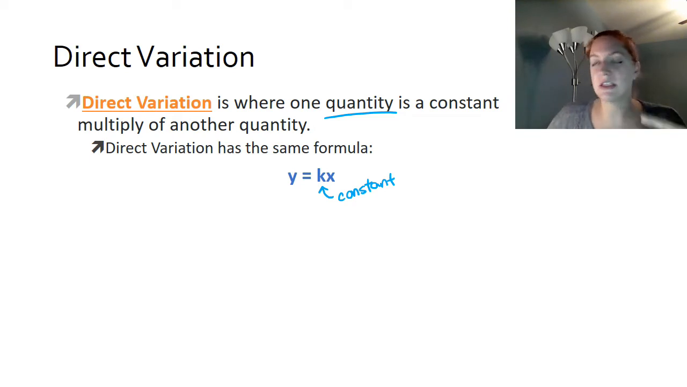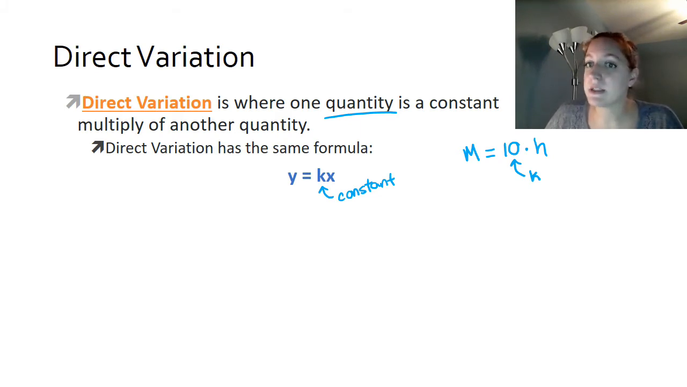And the example I like to use is working. Okay, how much money am I going to make while I'm working? So let's say I make $10 an hour. Well, how much money I make, let's use M for money, is going to be 10 times the number of hours I work, right? Well, 10 is going to be my constant k because it doesn't vary, right? It's always $10 an hour.